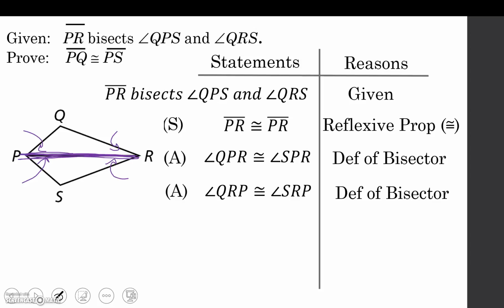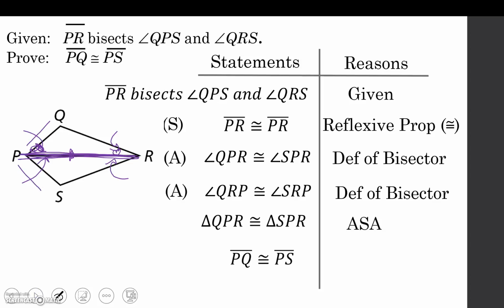And I can see from the diagram here, it would be angle, side, angle. So the two triangles are congruent by angle, side, angle. Well, if the triangles are congruent, then their pieces are congruent. So I know that PQ has to be congruent to QPS, and that's by CPCTC. Okay, that's all for our proofs.